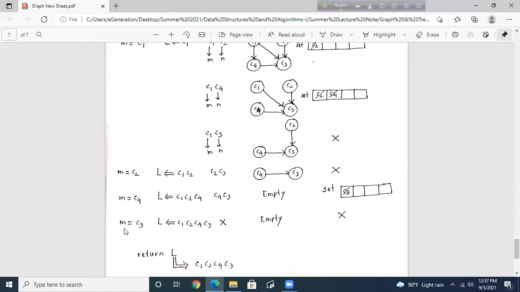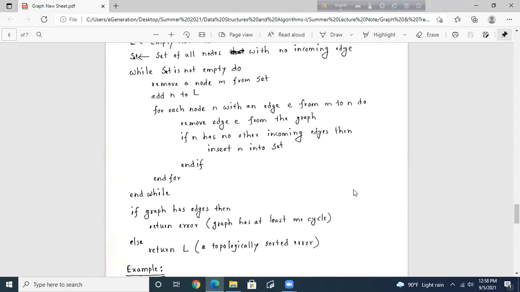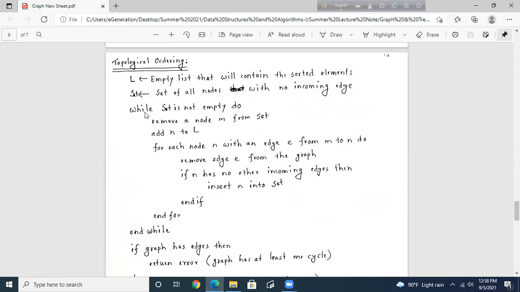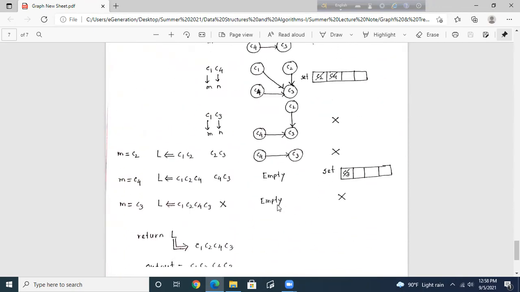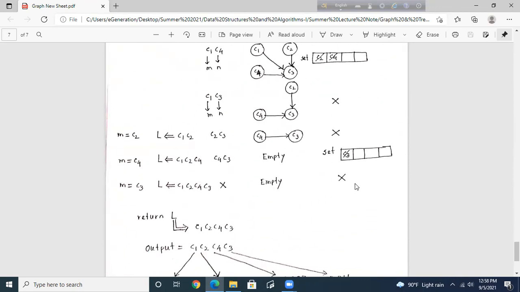Now again M equal to, you have to take one element from the set. So I have taken C3 as M. So I have inserted C3 into L. Since our graph is empty, I cannot go from C3 anywhere. So our graph is empty and the set is also empty. According to the algorithm, you cannot continue the loop while the set is empty. Since my set is empty, I am not able to continue the loop.